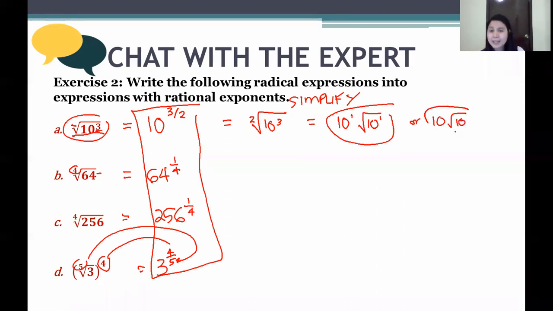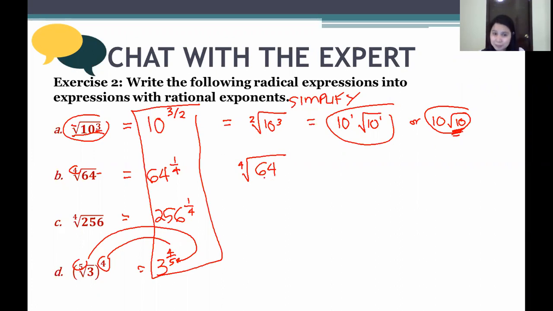Now, ma'am, can I simplify square root of 10? Is there a number that when you multiply it by itself, the answer is 10? Or a factor? There's none, right? So this is now the answer. Next, 64, the fourth root of 64.